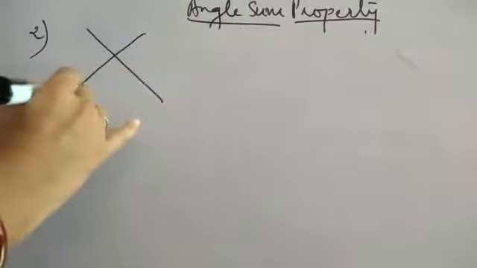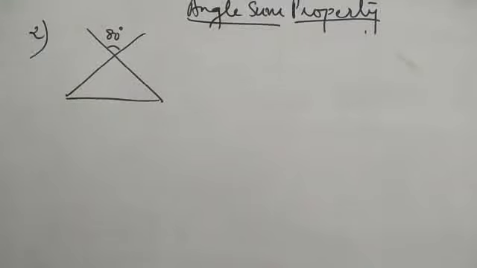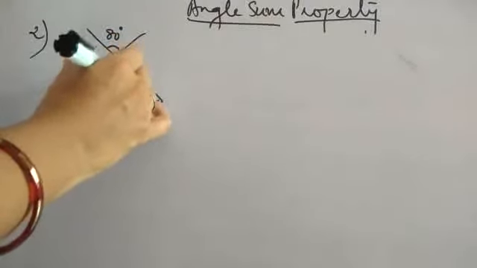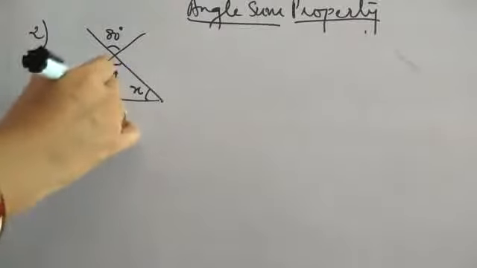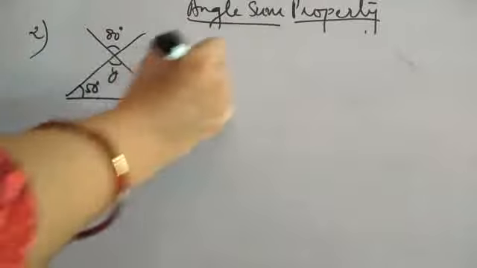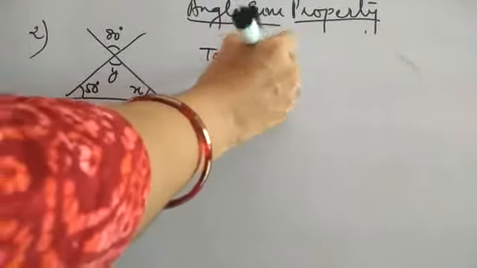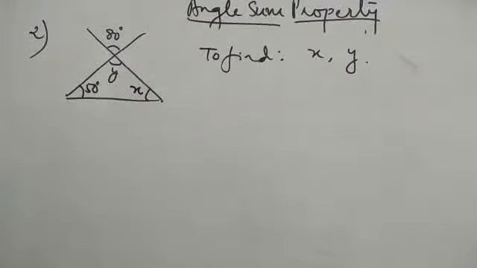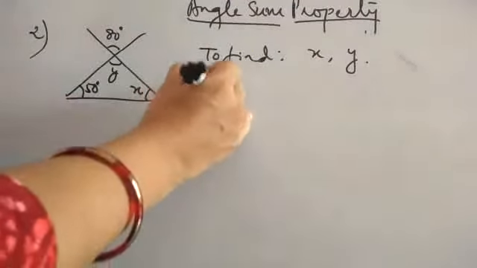Another example. See, this kind of figure is given, and this is 80 degrees. This angle is y, this angle is x, and this angle is 50 degrees. You have to find the value of x and the value of y. See how we solve this.